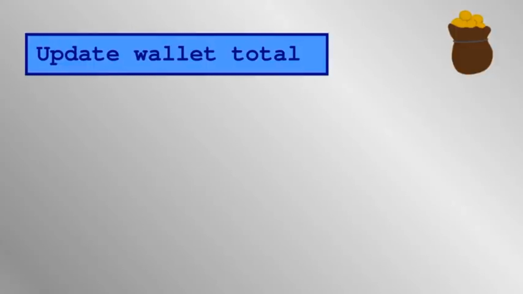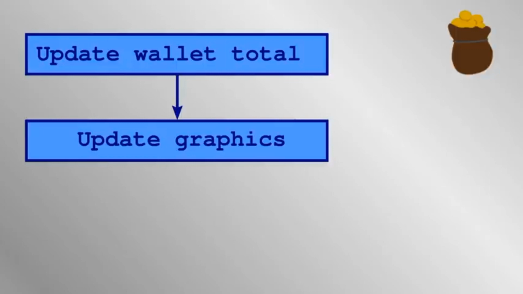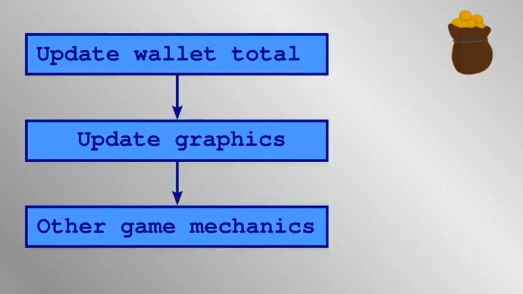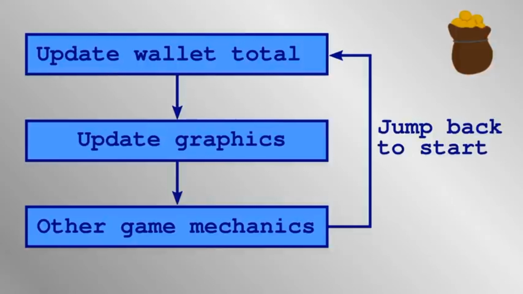In our video game example, we have seen how instructions are used to add numbers of coins to a total kept in a wallet. These instructions, and all the others required to update the game world, render the graphics, and so on, are followed by a jump instruction back to the start. This way, the game can keep running indefinitely.